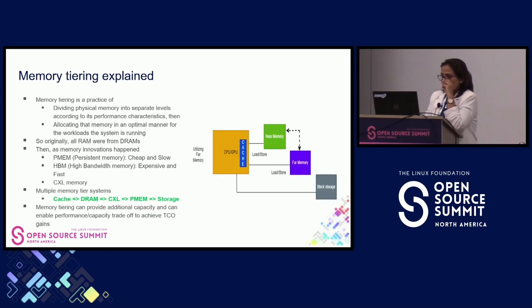So what we are going to look at is memory tiering as used for CXL, leveraging memory tiering for CXL capacity expansion. Memory tiering is the practice of dividing the physical memory into separate levels according to its performance characteristics and then allocating the memory in an optimal way.